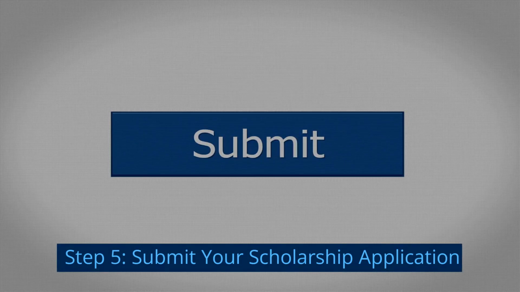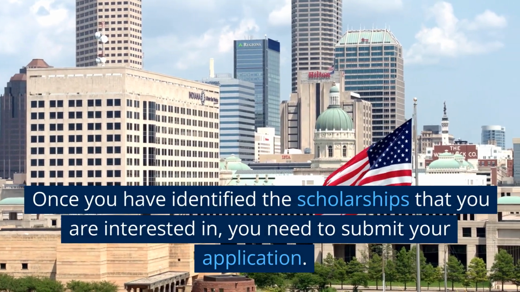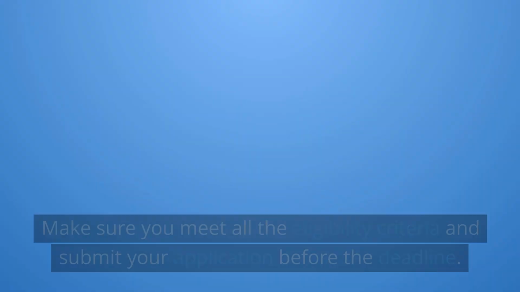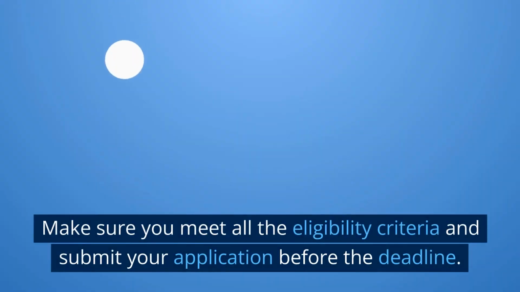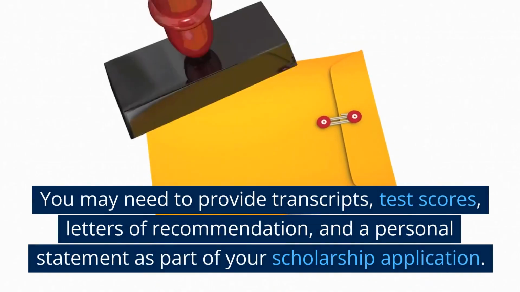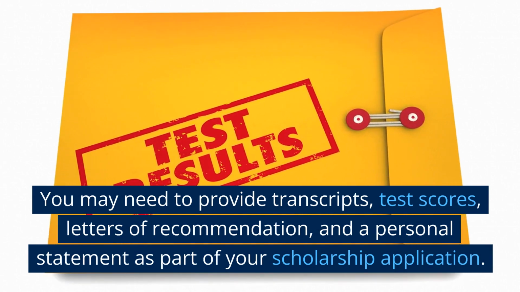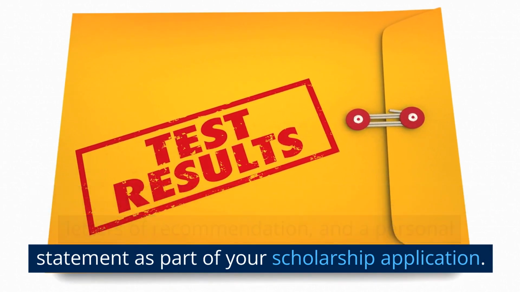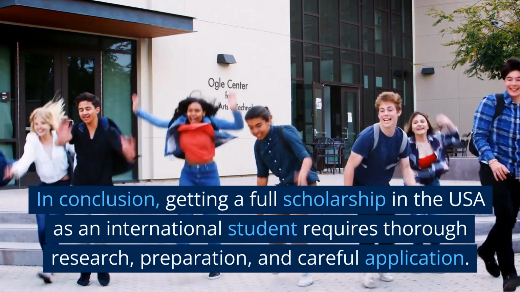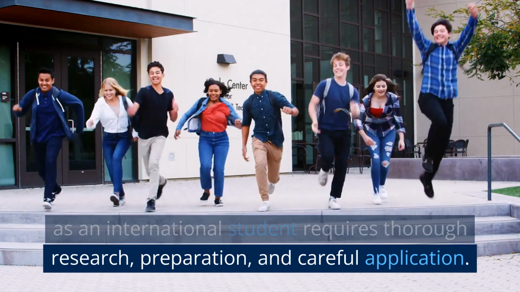Step 5. Submit your scholarship application. Once you have identified the scholarships that you are interested in, you need to submit your application. Make sure you meet all the eligibility criteria and submit your application before the deadline. You may need to provide transcripts, test scores, letters of recommendation, and a personal statement as part of your scholarship application.